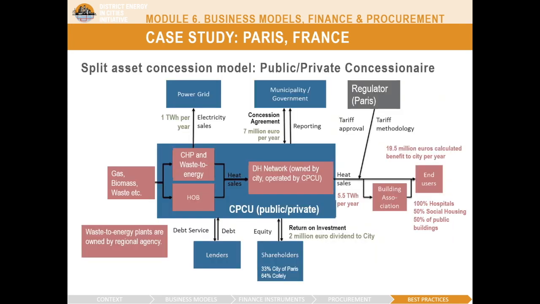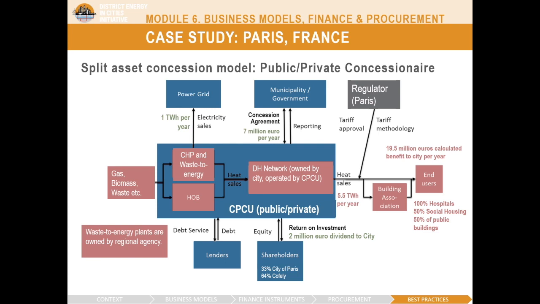Split asset concession model in Paris. The figure in this slide represents the financial structure of a PPP model of district heating in Paris. As can be depicted, it is organized as a split asset concession model between the local government and the private company called COFLI. In general, in a split asset model, skill sets of stakeholders are separated into the different functions of a district energy system. For example, the public sector could be responsible for waste incineration and transmission, and the private sector for CHP heat production.